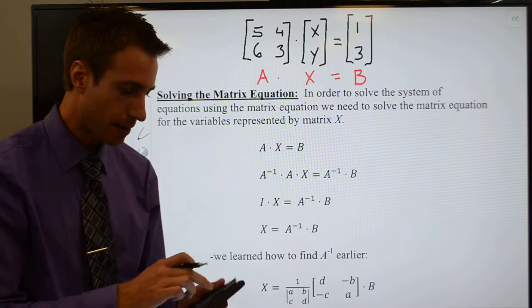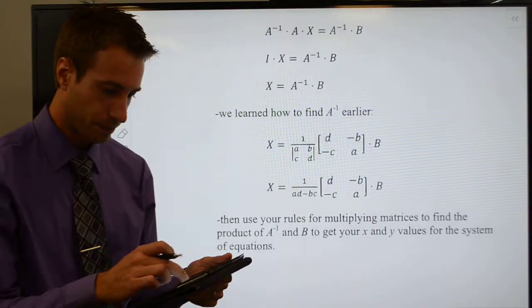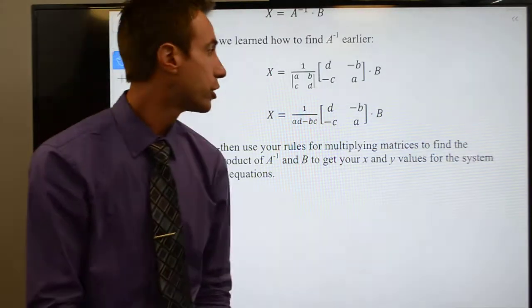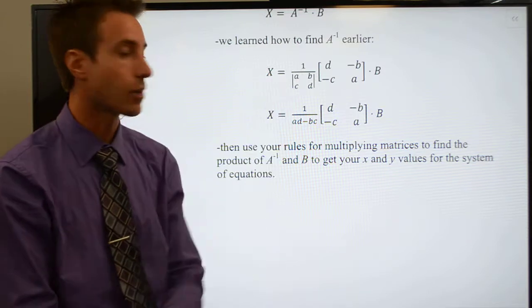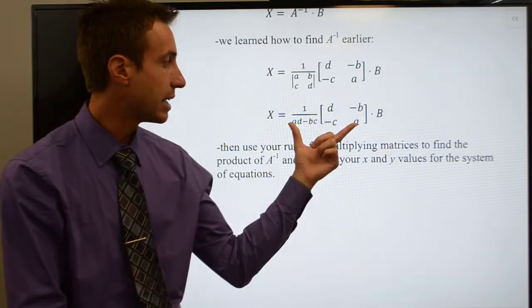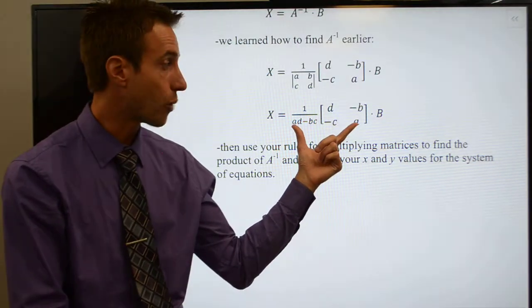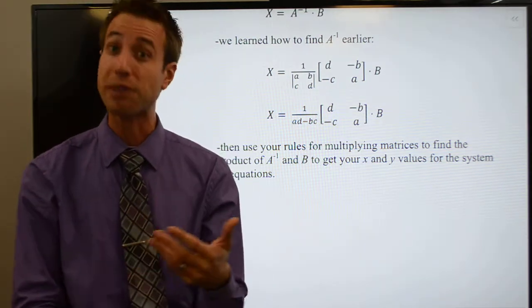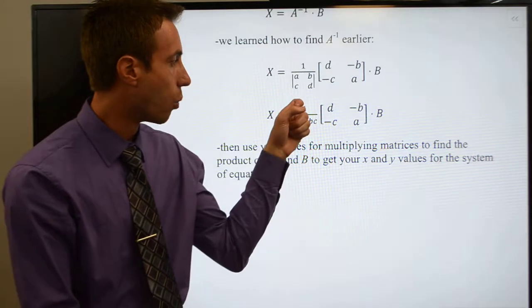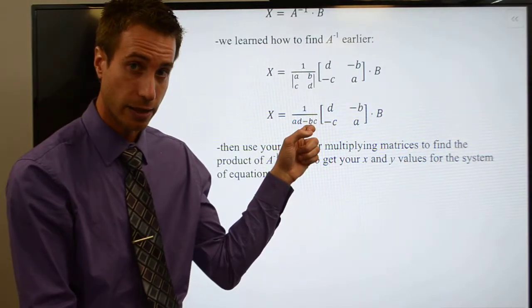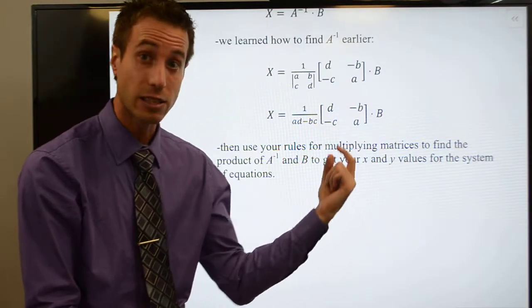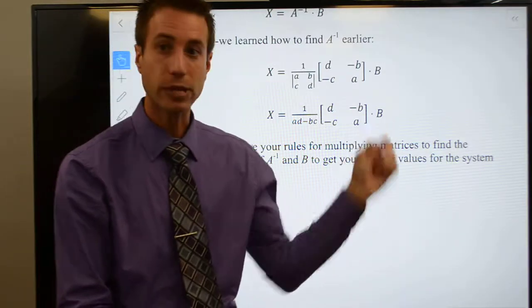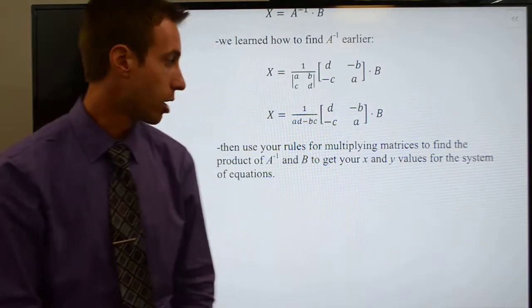So here's what I've done. I've just written it out for you right here. In order to solve for matrix X, you're going to find the inverse of A. You should recognize this formula. It comes from the previous pages on the notes where we find inverses. It's 1 over the determinant multiplied by the transformed matrix, and then matrix B, which is just your constants.